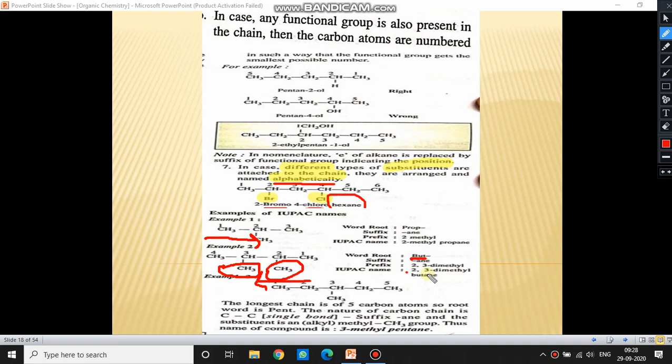If they share the room, then you write 2 comma 2. But they are not sharing the rooms here. They are in individual rooms here. So you write 2 comma 3. Both the guests are of the same type, so here you can combine them and write it as dimethyl. So the answer is 2,3-dimethyl butane. This is the answer for this example.